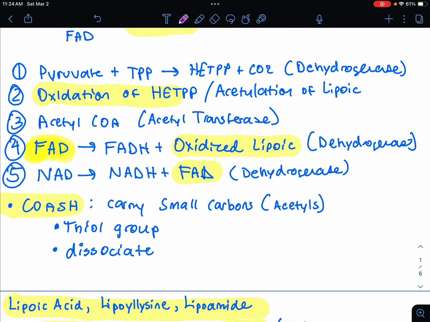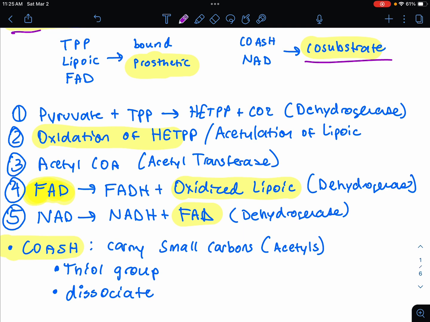The first step will be pyruvate with this prosthetic TPP on enzyme 1, and this process will make HETPP, hydroxyethyl TPP, and CO2. And enzyme 1 of the complex is a dehydrogenase. In the second step, we're playing around with enzyme 1, the dehydrogenase, as well as the transacetylase. In this step, you're going to have the oxidation of HETPP. You're also going to have the acetylation of the lipoic acid. Lipoic acid will usually be in the oxidized state, and then it becomes acetylated, and then it gets reduced. We're at the stage where we're going from the oxidized lipoic acid to the acetylated form. Then in the next step that we're going to go over, you're going to see that lipoic acid become reduced, but then we have to restore it.